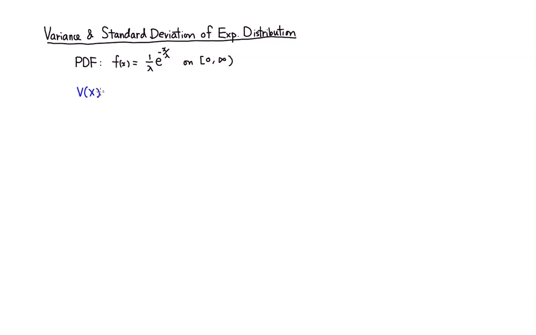Variance is going to be an integral from 0 to infinity. And the expected value came out to be lambda, so I'm going to use lambda. So it's x minus lambda, so this is a square difference from the mean. Then you put the probability density times, so 1 over lambda e to the negative x over lambda, with respect to x.